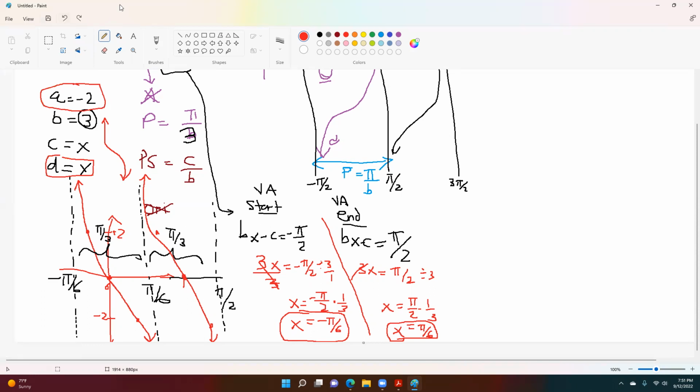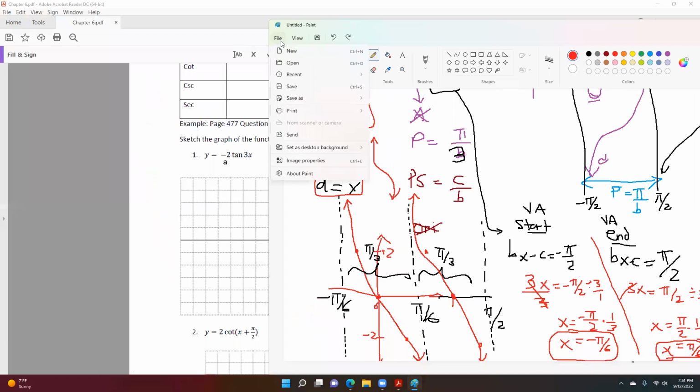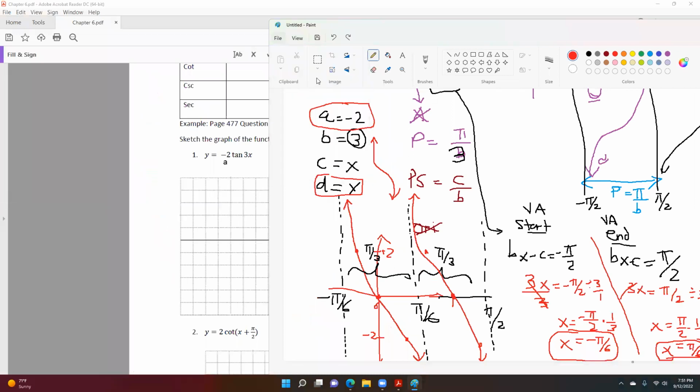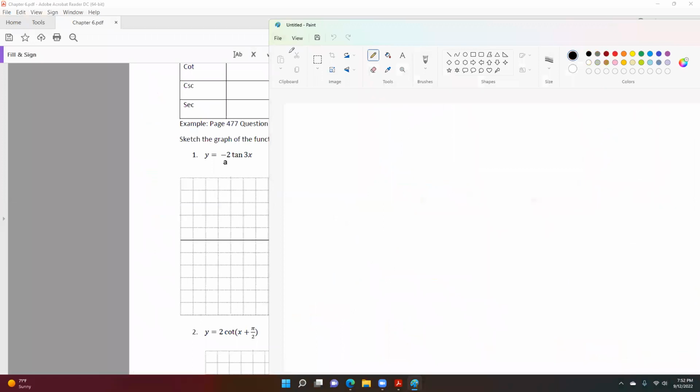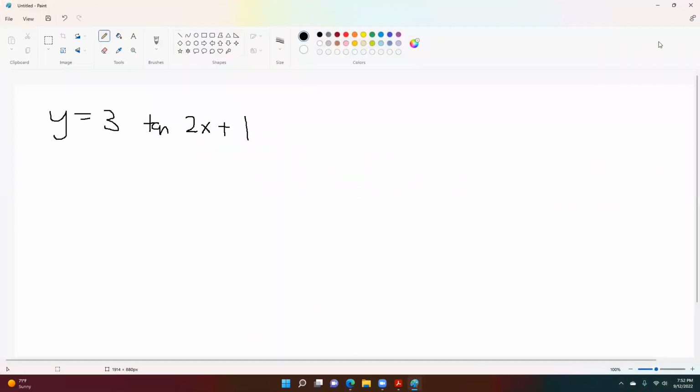Okay, so I'm going to give you another example of this tangent graph so you guys can see what's going on here. So it's a little bit different. Yeah, it's very difficult to teach, I can tell you that. Let's try another tangent graph. Y equals 3 tangent 2x plus 1. So how do you graph this tangent graph? We follow the steps.